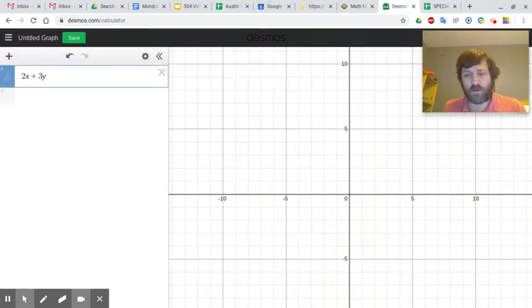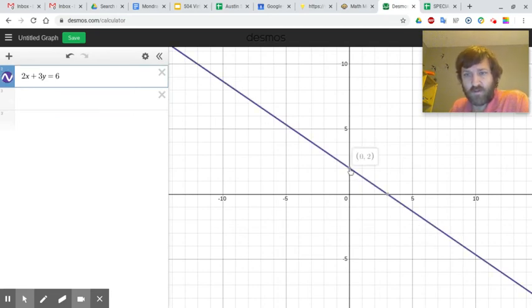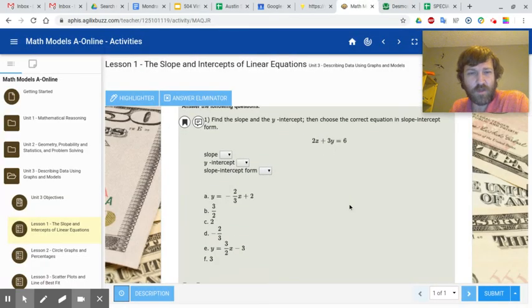I should say the description of the video will have a link to this calculator that I'm using online. So this is the line right here for 2x plus 3y equals 6. First thing that I notice is that the slope is negative. It's going down. I can also see that it crosses at this point. That's the y-intercept.